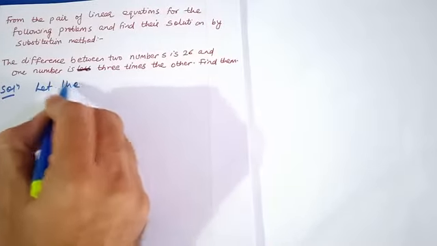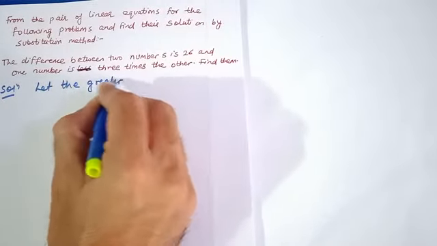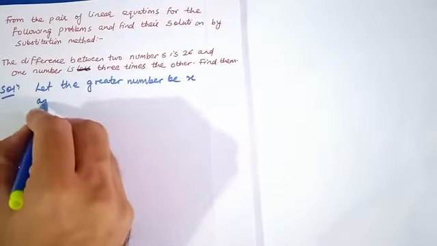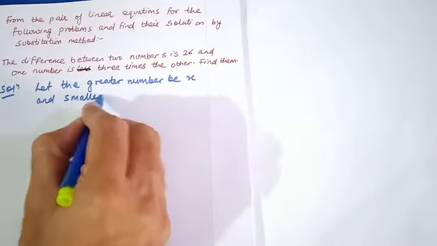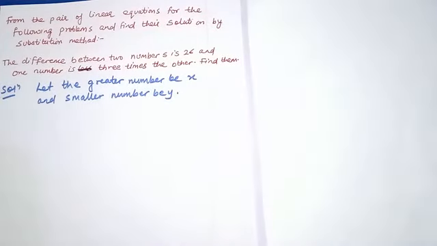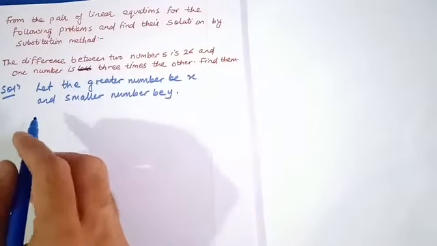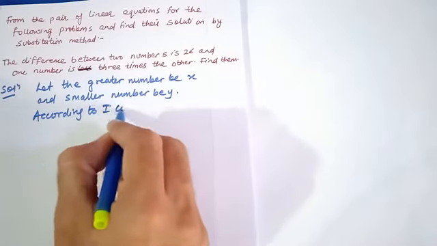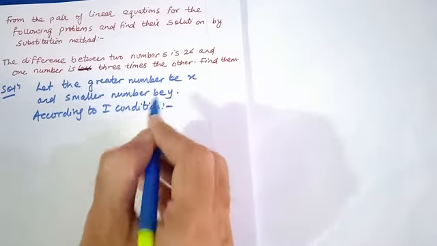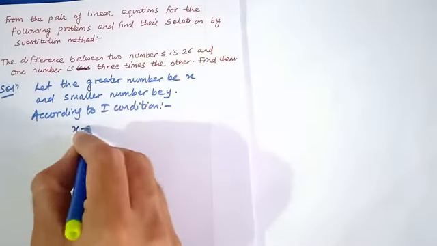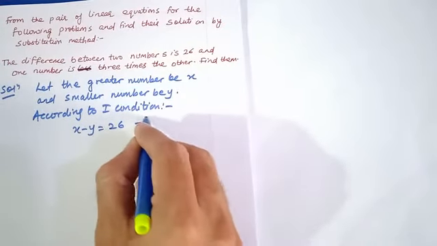Let the greater number be x and smaller number be y. Let us consider greater number be x and smaller number be y. Now according to our first condition, what are we getting? The difference between two numbers is 26. This means x minus y is equal to 26. This is your first equation.